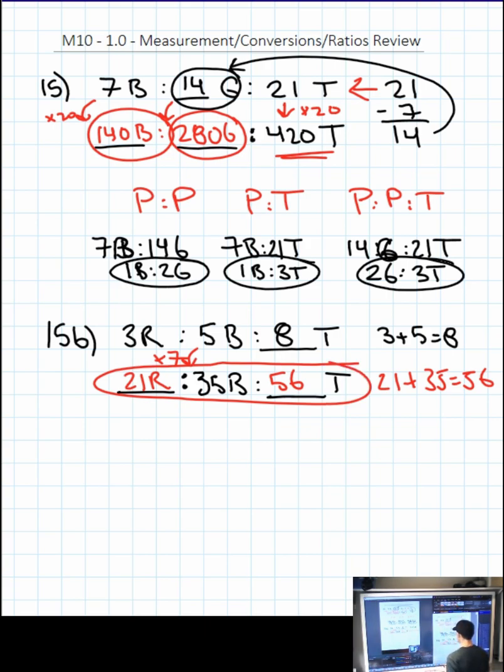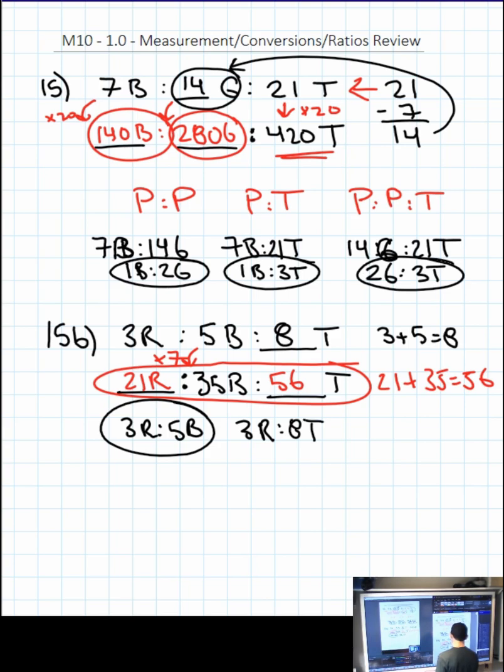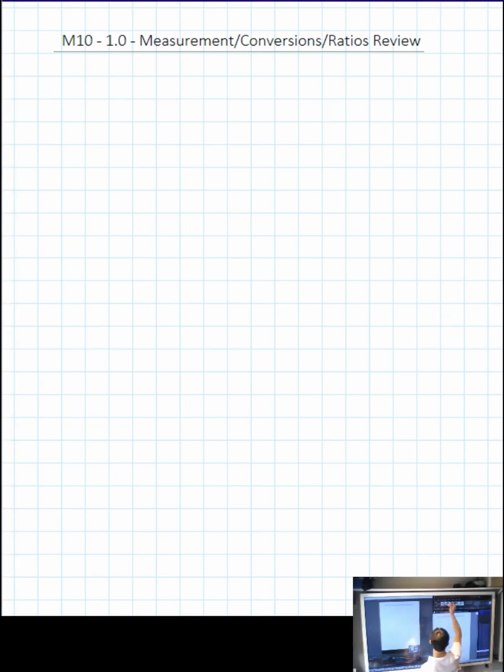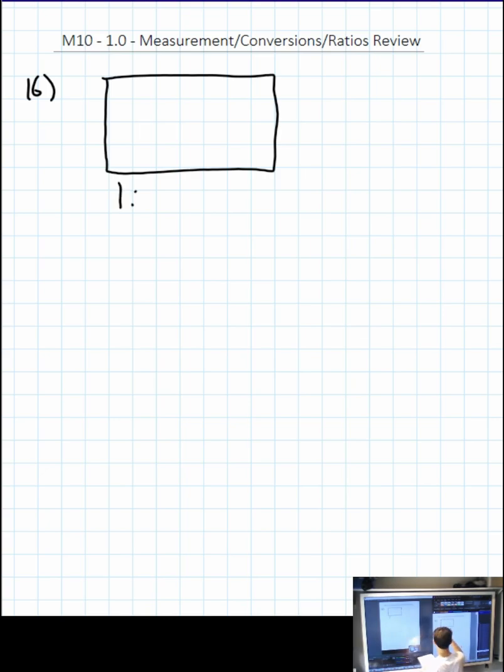Again, it says find all part-to-part and part-to-total ratios. So we have 3 red to 5 blue. And we have 3 red to 8 total, and we have 5 blue to 8 total. So part-to-part ratios, part-to-total ratios, and part-to-part to total ratios. Be careful with those. All right, so if a scale on a map, we're just going to draw a rectangle to represent a map, and below we're going to write the scale is 1 to 50 million.